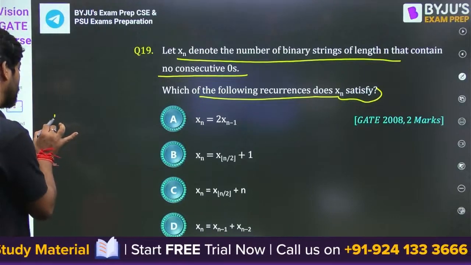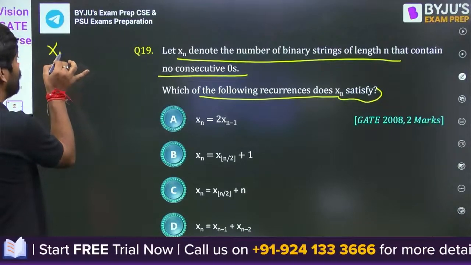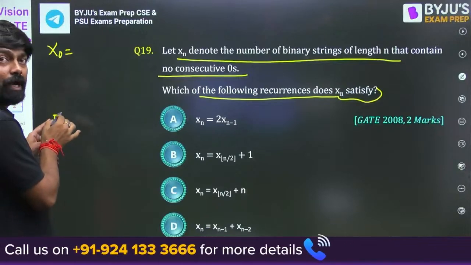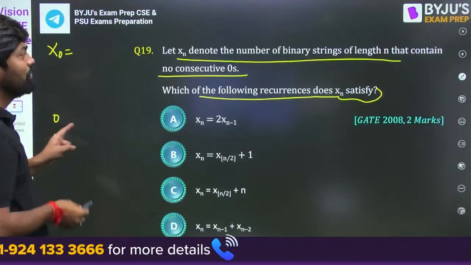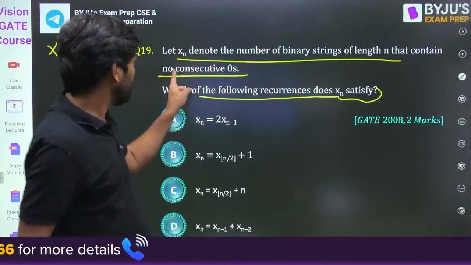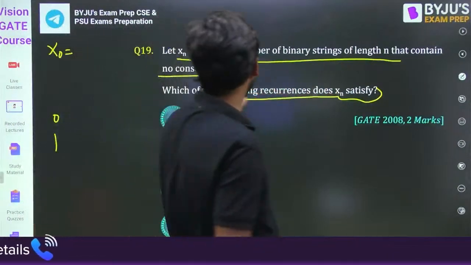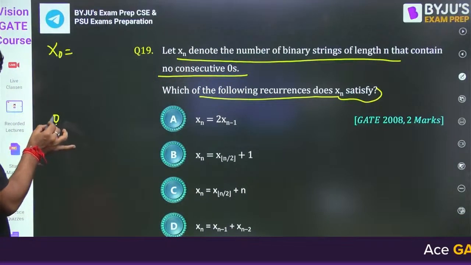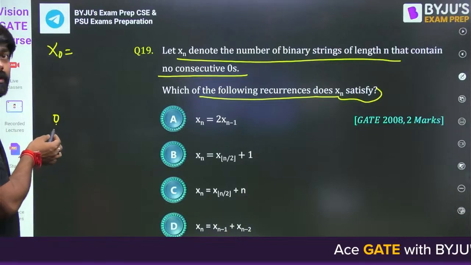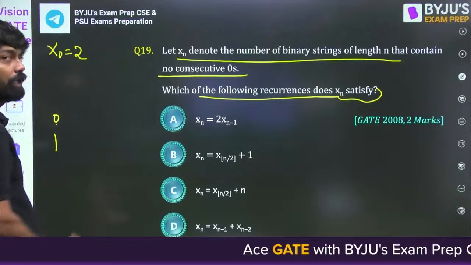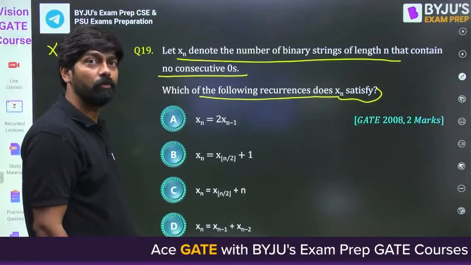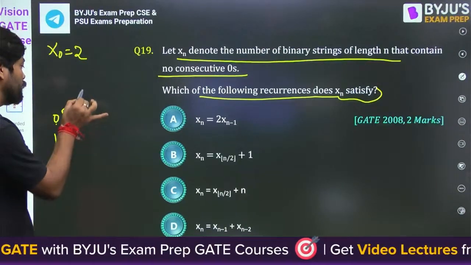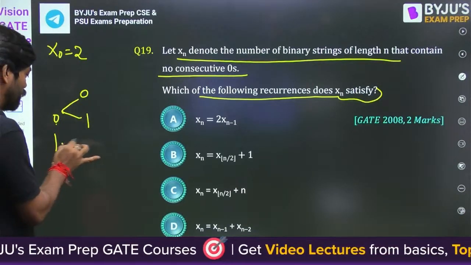See, for x0, my dear friend, for 0 bits, you can represent either 0 or 1. Is there any consecutive 0 here? No. So x0 is 2. Are you getting my point? In 0, we don't have any consecutive 0. In 1 also, we don't have any consecutive 0. Now we have 0 and 1.